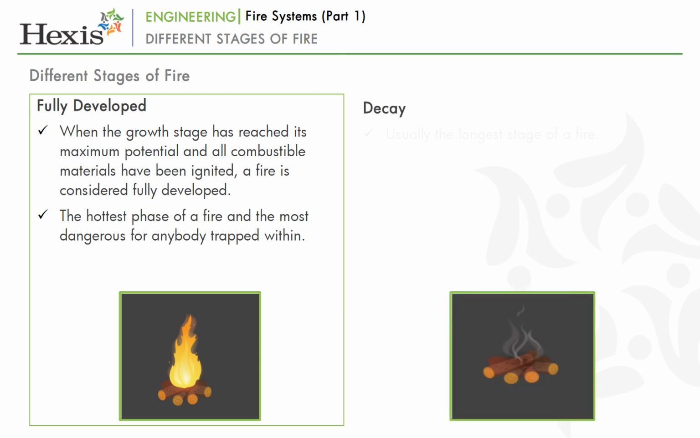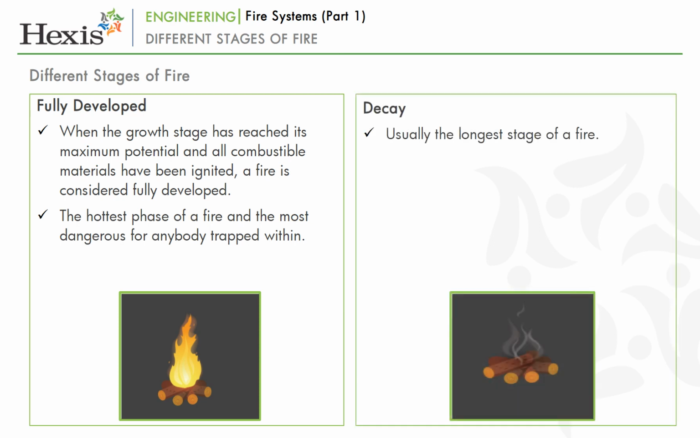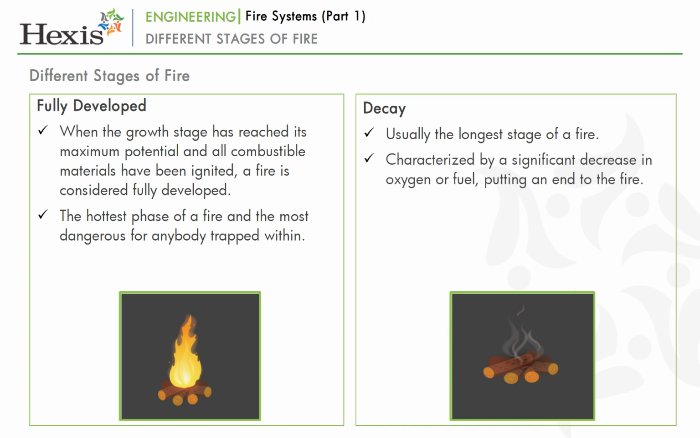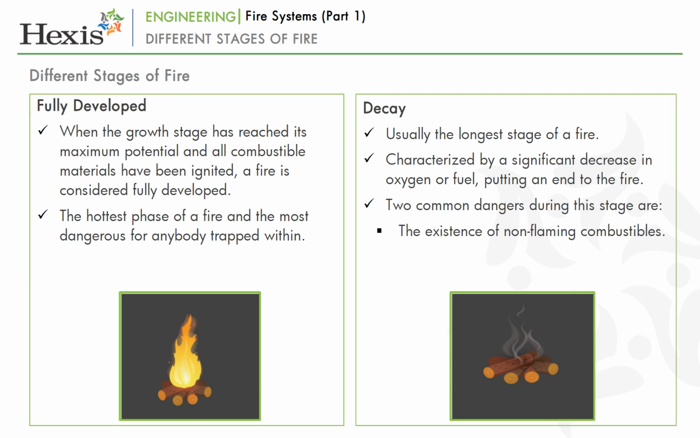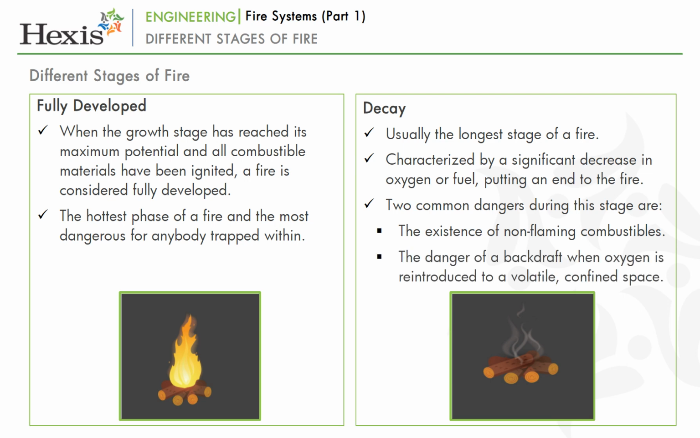Decay. This is usually the longest stage of a fire. The decay stage is characterized by a significant decrease in oxygen or fuel, putting an end to the fire. Two common dangers during this stage are: first, the existence of non-flaming combustibles which can potentially start a new fire if not fully extinguished. Second, there is the danger of a backdraft when oxygen is reintroduced to a volatile confined space.